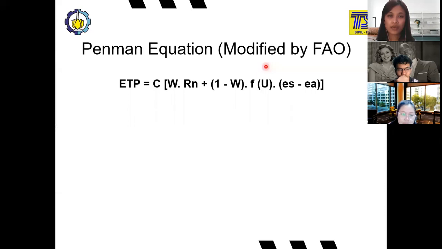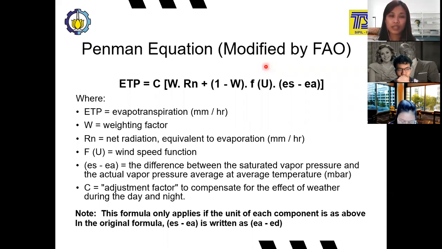And then the FAO already modified the original Penman equation, coming like this. So here we have the constant, the adjustment factor, and then we have the weighting factor, net radiation, another weighting factor, and then the wind speed function. And this one is the difference between the saturated vapor pressure, ES, and the actual vapor pressure, EA.